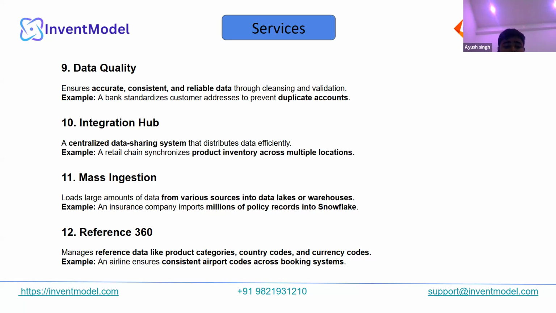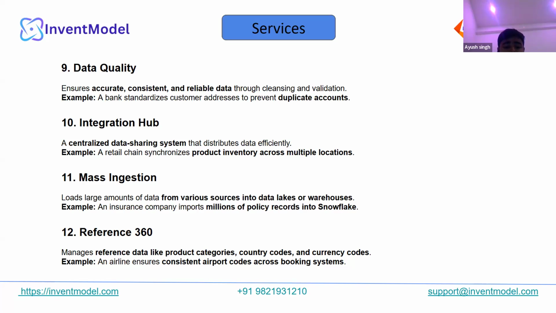Then the next one is Integration Hub. Through this, we can understand which different applications, APIs, and products are connected to our MDM SaaS. And then the next one is Mass Ingestion. If we want to load data in bulk, like billions of records, or if we want to load data from any data warehouse, we use this service, Mass Ingestion.